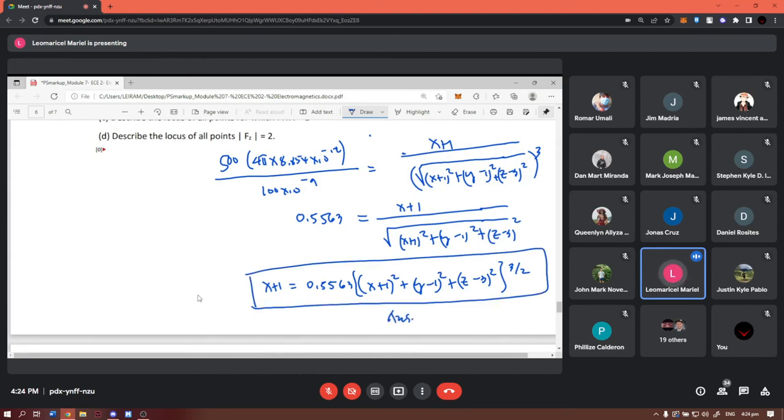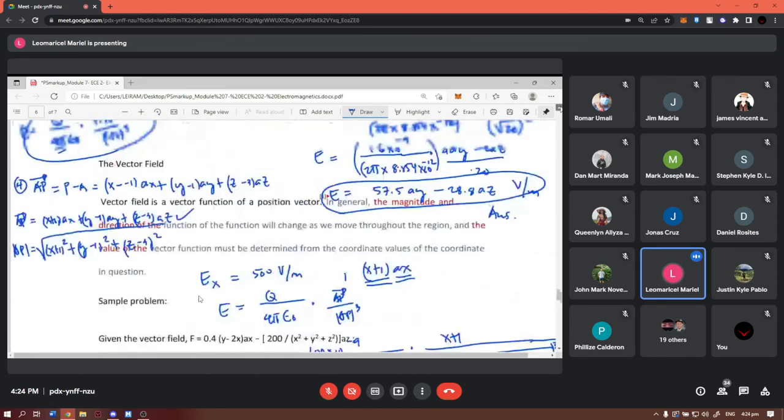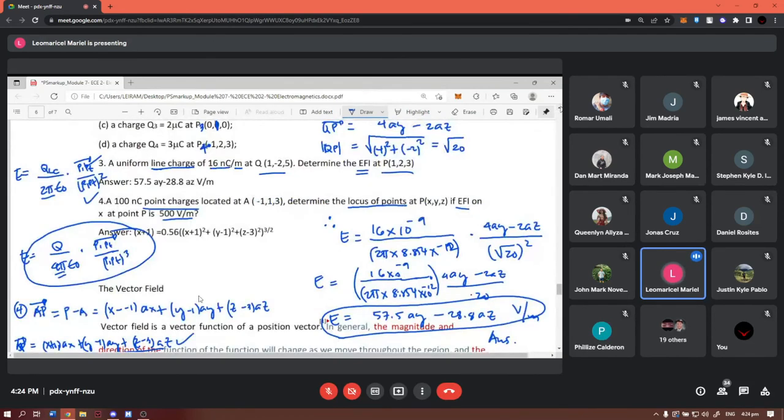So, ibig sabihin, ito yung magiging equation mo para ma-maintain mo yung 500 volts per meter na electric field intensity caused by the 100 nanocoulomb charge on point P, which is located at, ano yung location ng P natin? Located at X, Y, and Z. Okay? So, yun yung class. Nagets? So, kaya pagka halimbawa point charge, ito yung gagamitin nyo, yung normal na ginagawa natin. Pagka line charge, ito yung gagamitin nyo.